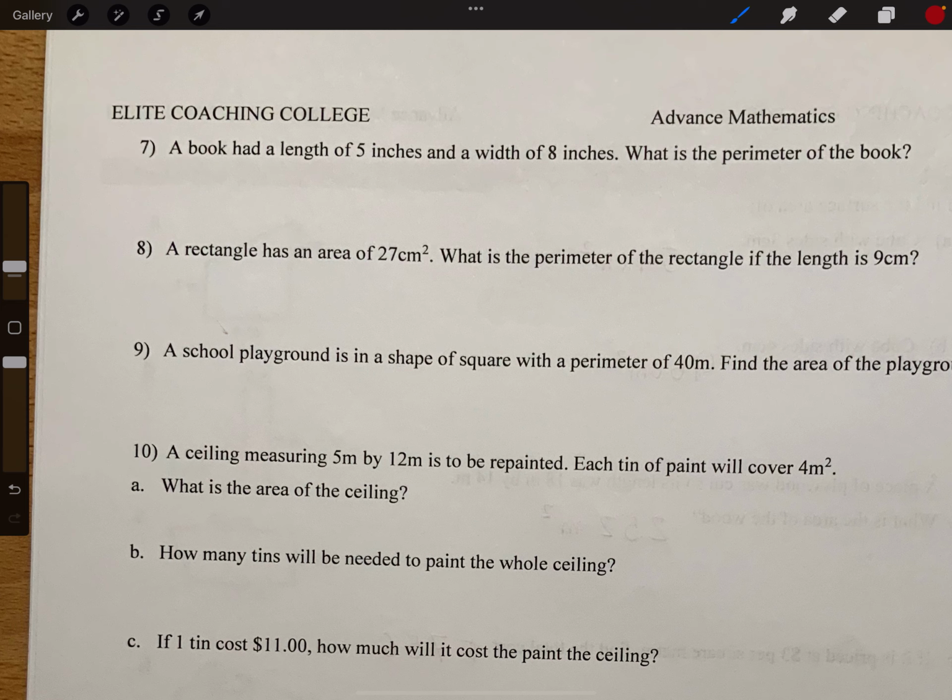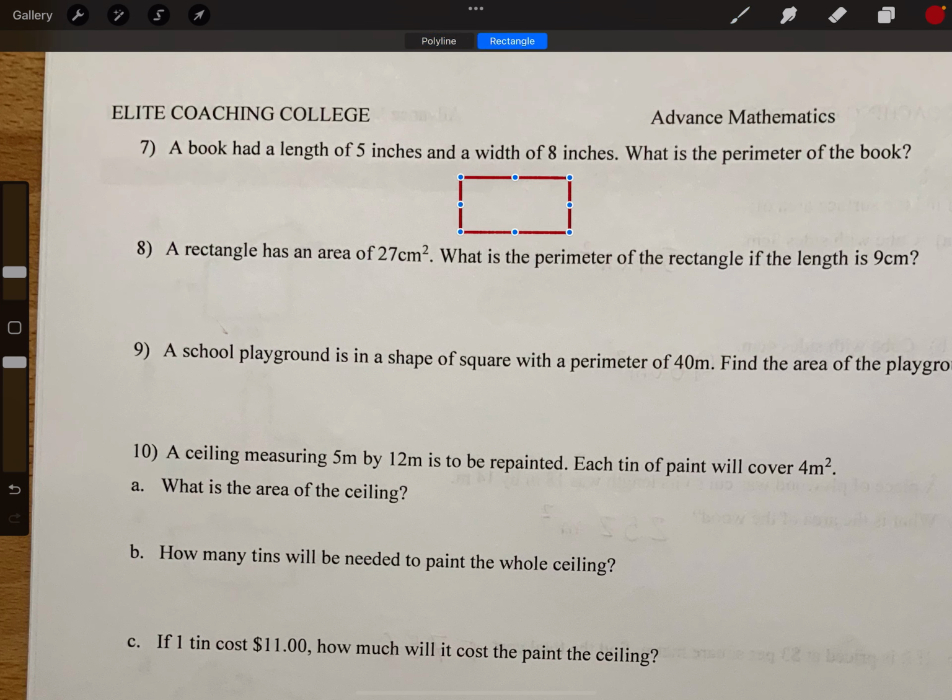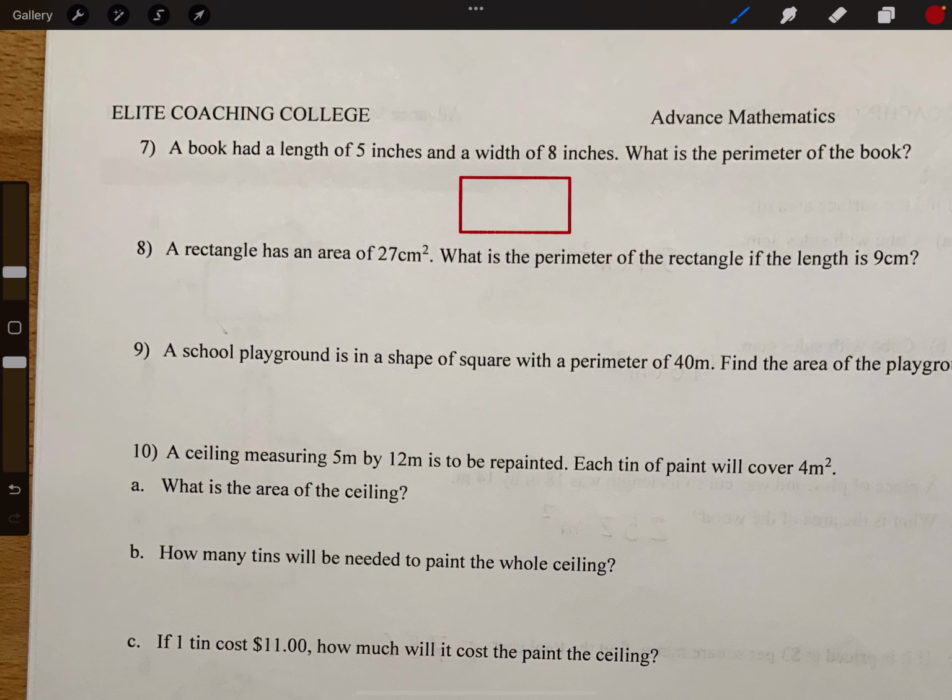Question 7. A book had a length of 5 inches and a width of 8 inches. What's the perimeter of the book? So just draw the book. Oh, a bit too much there. So imagine you have a book. Okay, and the book was 5 inches by 8 inches. So what's the perimeter? Well, that's going to be 8, that's going to be 5. Perimeter is just the length of all the outsides added together, so you can do that easily.